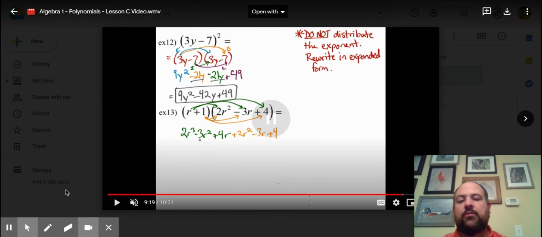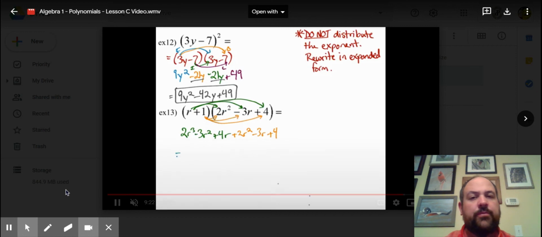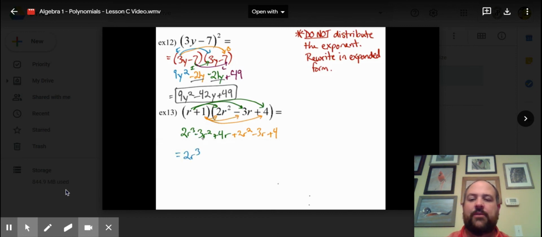And lastly, we're going to now combine our like terms from our multiplications. In this case, you can see we basically did 6 different multiplications. We want to rewrite our answer starting with the largest exponent, because we're in standard form, down to the smallest. So in this case, the 2r cubed is our largest term or largest degree, so we can't do anything to combine that with anything else.